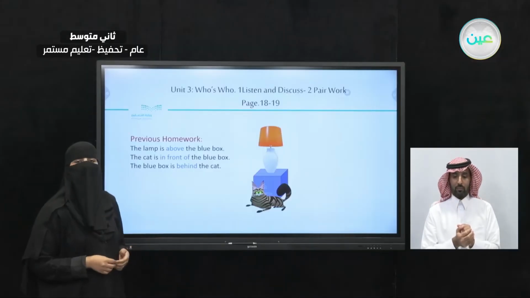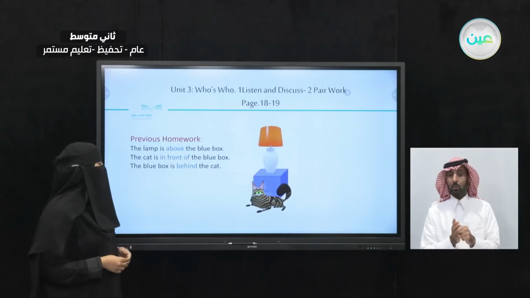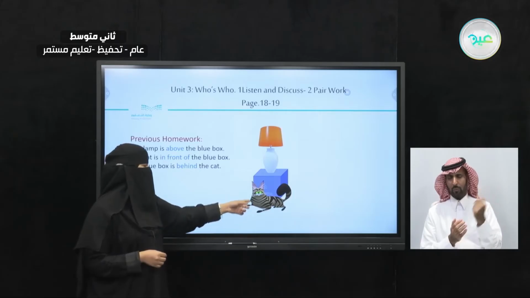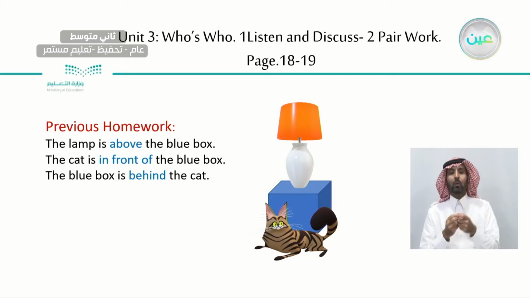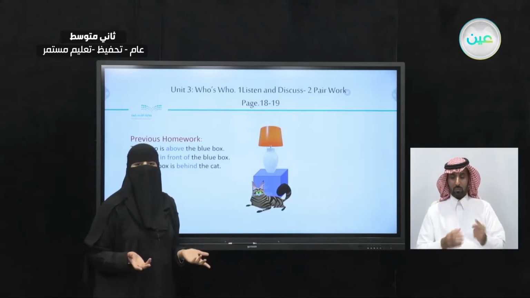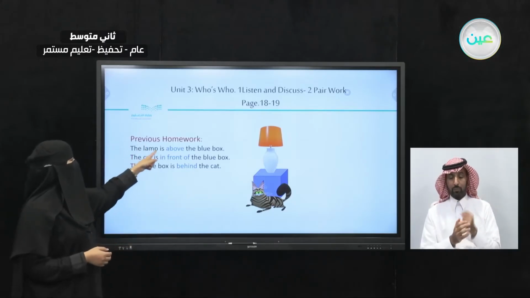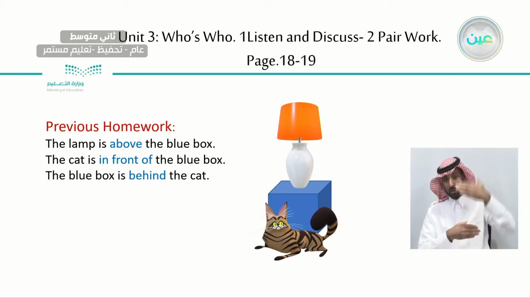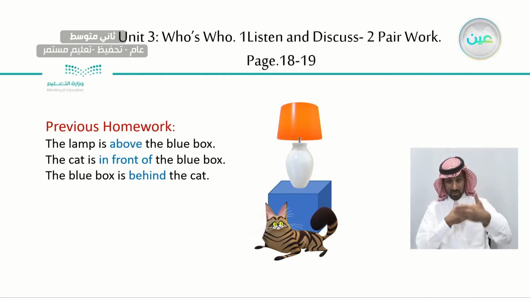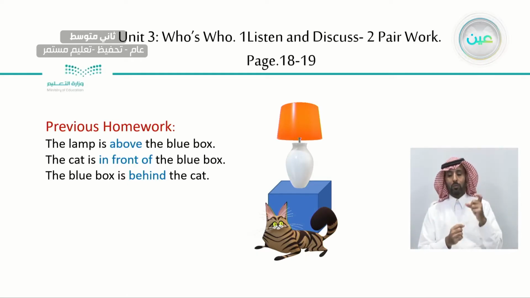This is an example of the previous homework. As you can see here, there is a picture of a cat, a blue box, and a lamp. What are the 3 sentences that were written for this picture? The lamp is above the blue box. The cat is in front of the blue box. The blue box is behind the cat. So, above, in front of, and behind are showing the location of these objects.